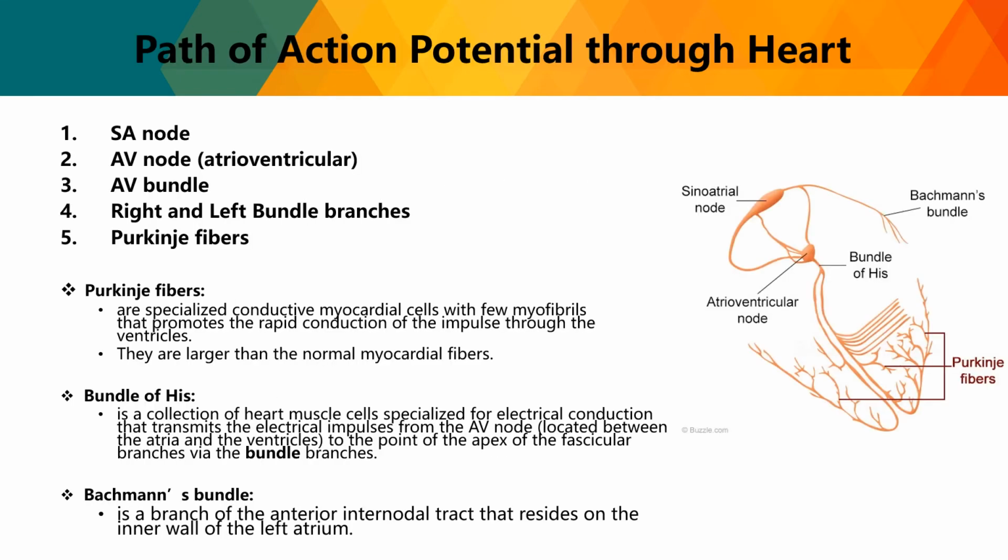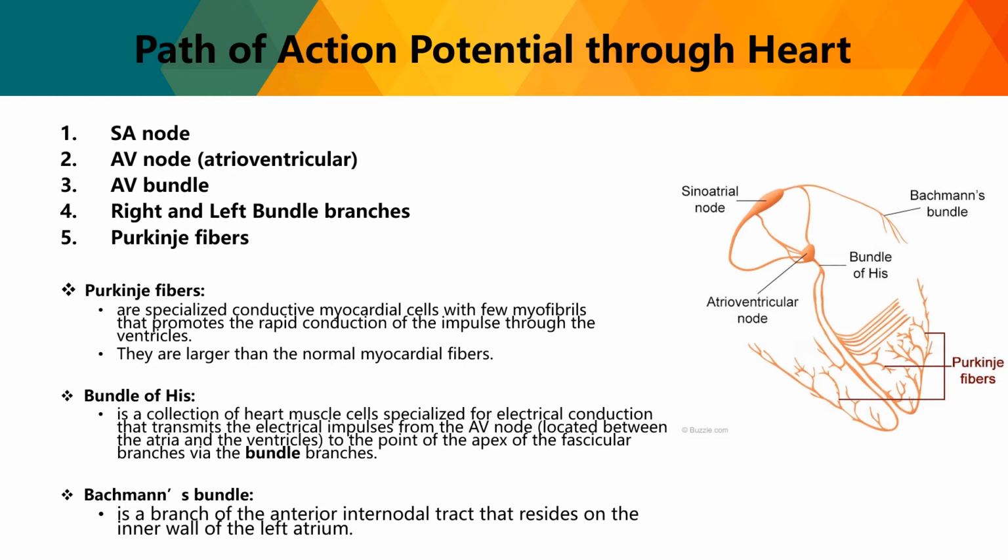So the path of the action potentials through the heart. First you have your SA node, sinoatrial node, and then going to your AV node or the atrioventricular node, and then passing to the AV bundle or the atrioventricular bundle. And then you have the right and the left bundle branches, and then your Purkinje fibers. Okay? So the Purkinje fibers are specialized conductive myocardial cells with few myofibrils that promote the rapid conduction of the impulse through the ventricles, and they are larger than the normal myocardial fibers.